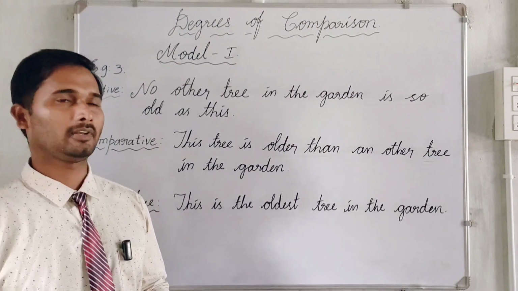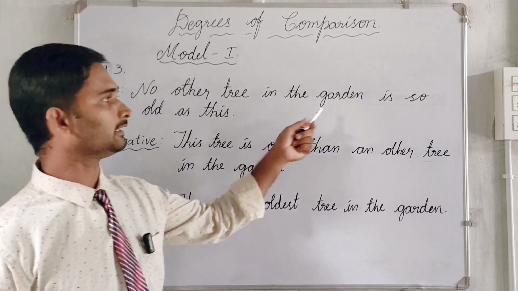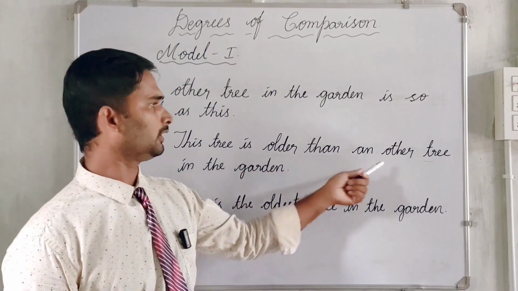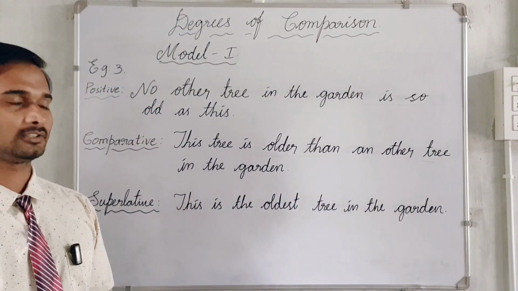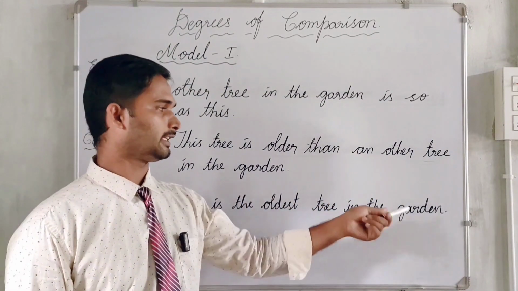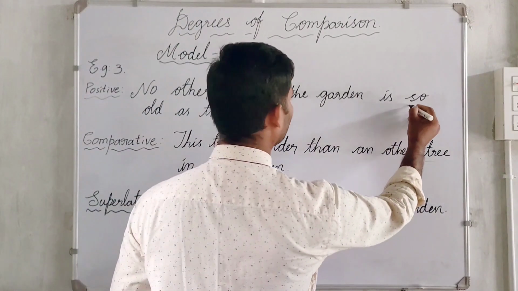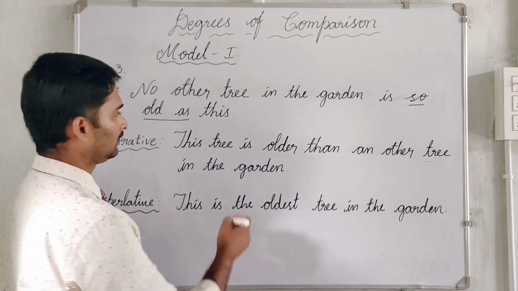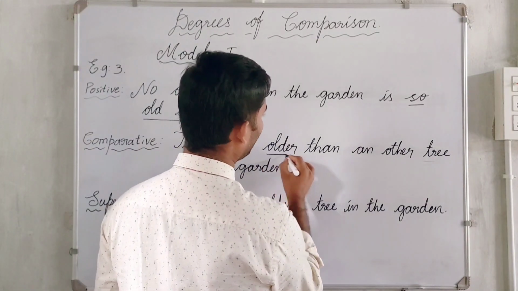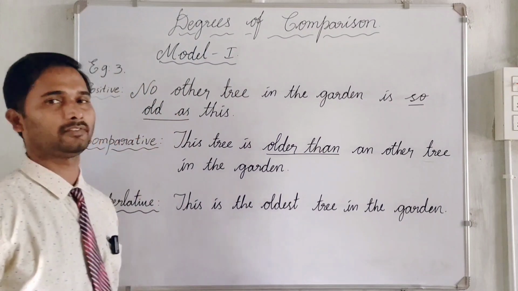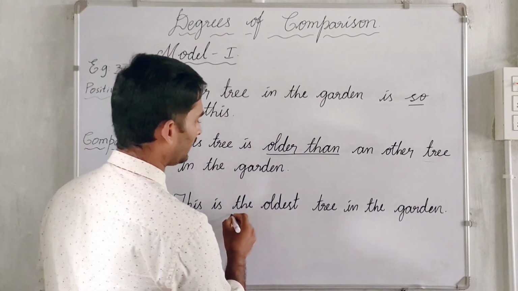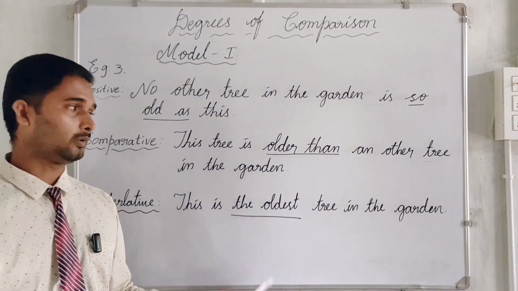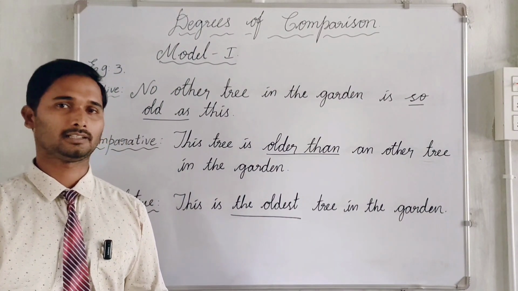Let us see one more example of model 1. No other tree in the garden is so old as this. Comparative. This tree is older than any other tree in the garden. Superlative. This is the oldest tree in the garden. Here we have old. No comparison is made. Second one, older than any other tree. Comparison is made with other trees. And the oldest. It is the highest degree and it is the oldest of all the trees in the garden.